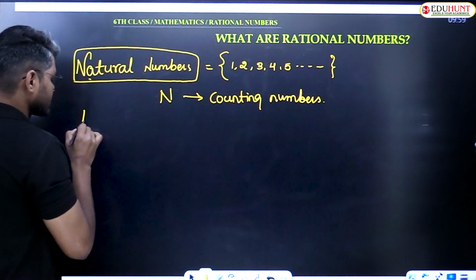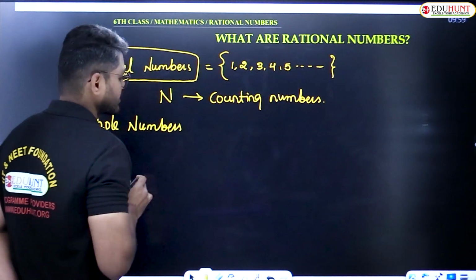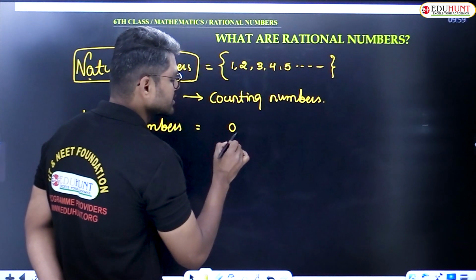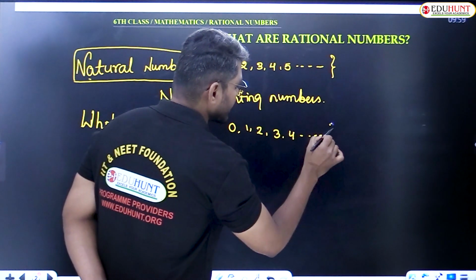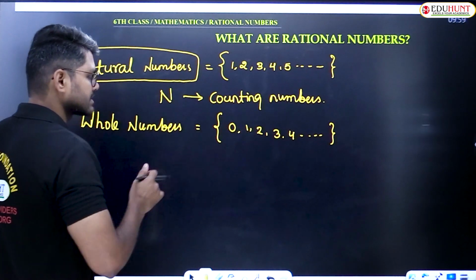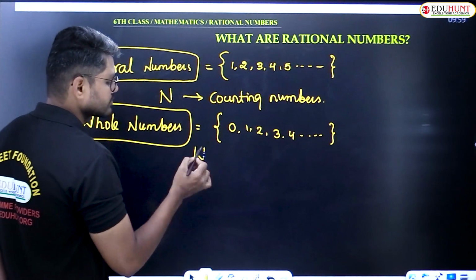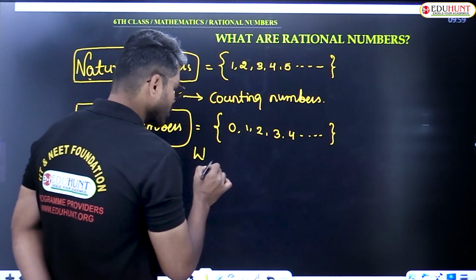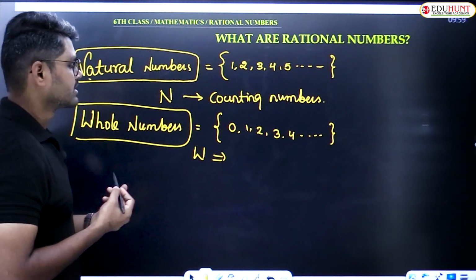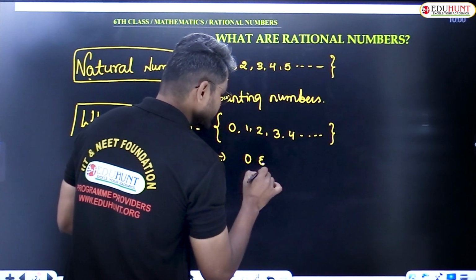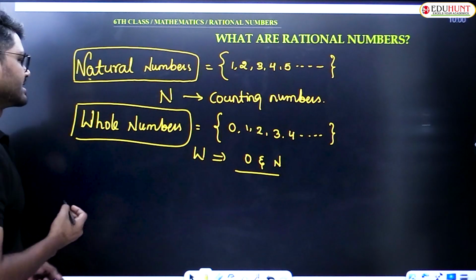Next one is whole numbers. Whole numbers start from 0 and continue and so on like this. This is a set. These whole numbers are denoted by the letter W. These whole numbers are also represented in another way, that is 0 and natural numbers. Okay, right. Next one is integers.